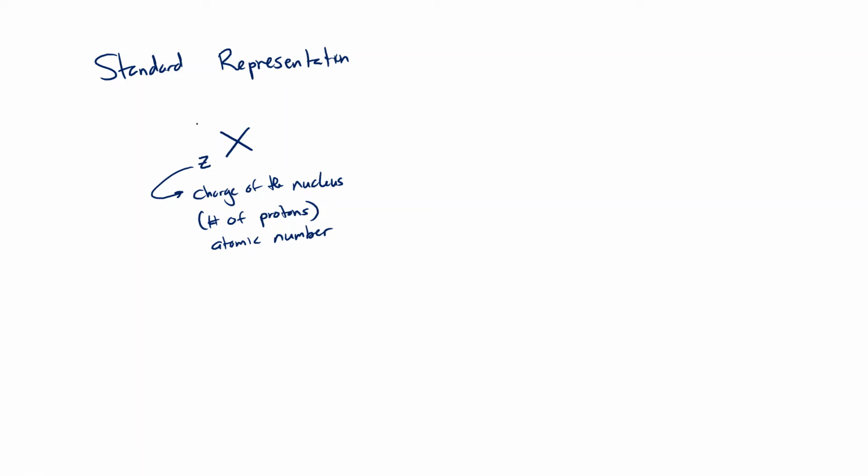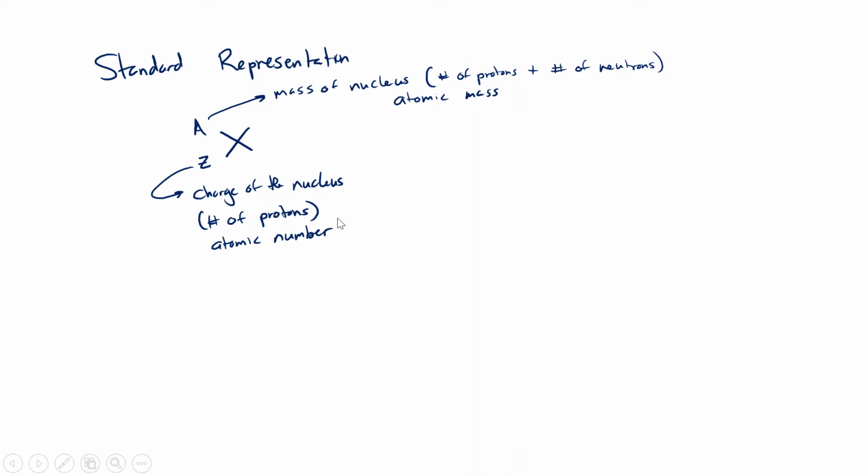And then at the top here, this is the mass of the nucleus, and this is the number of protons plus the number of neutrons. This is the atomic mass of whatever element we're talking about. So we have three pieces of information: the element that we're talking about, the atomic number of that element, and the atomic mass.